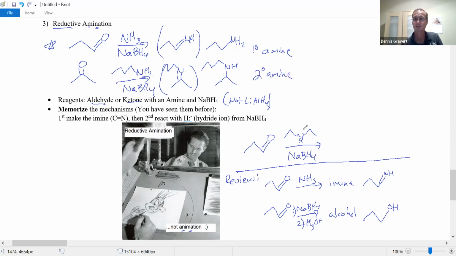What about this one? You start with the secondary amine, add an aldehyde or a ketone, and the first step will be make the imine. And you realize, wait, this nitrogen is positively charged. So won't that form an enamine? Yes, if we didn't have sodium borohydride. It would go on to form the enamine.